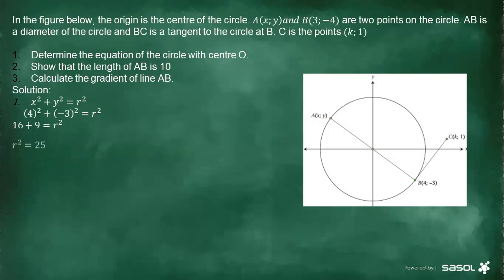Then you add them together, it gives us 25. Then the equation of this circle is x squared plus y squared equals 25. All right. Number 2, show that the length of AB is 10.